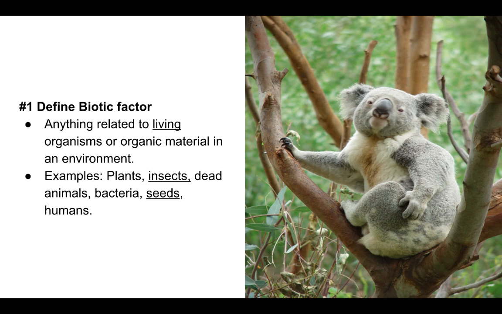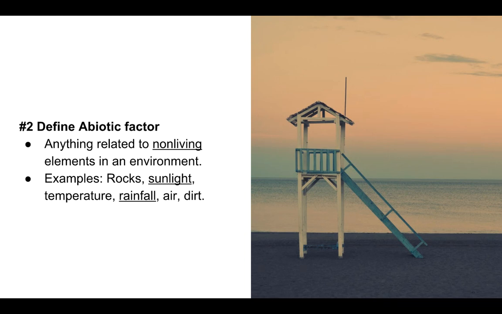All right, moving on to success criteria number two, we're going to define abiotic factors. So anything related to non-living elements in an environment. So examples of these are rocks, sunlight, temperature, rainfall, air, and dirt. And so I often say these are those factors or things that are neither living nor dead. They never live, they never die. They are non-living. So don't get confused with abiotic meaning something that has died.